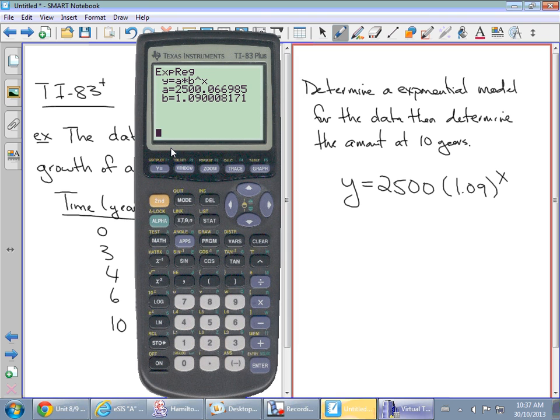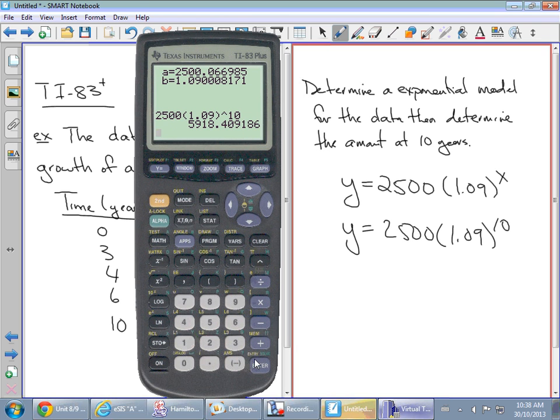And if I wanted to figure out how much money I had at 10 years, what would you do? Okay, so then do that, and on your calculator, you can do that all in one step. So you would go 2,500, bracket 1.09, bracket to exponent 10, and that would give you an investment of $5,918.41.